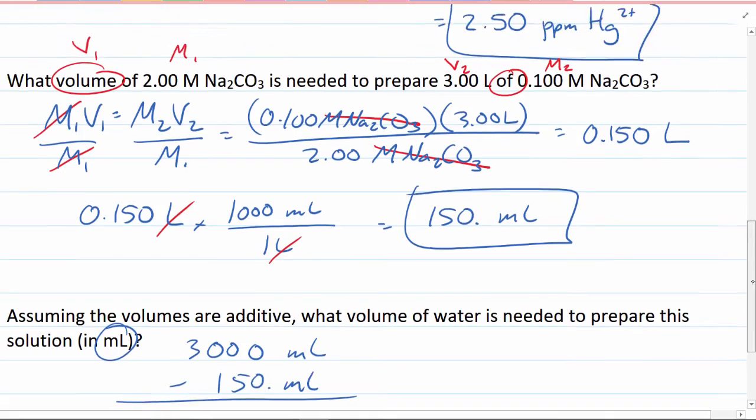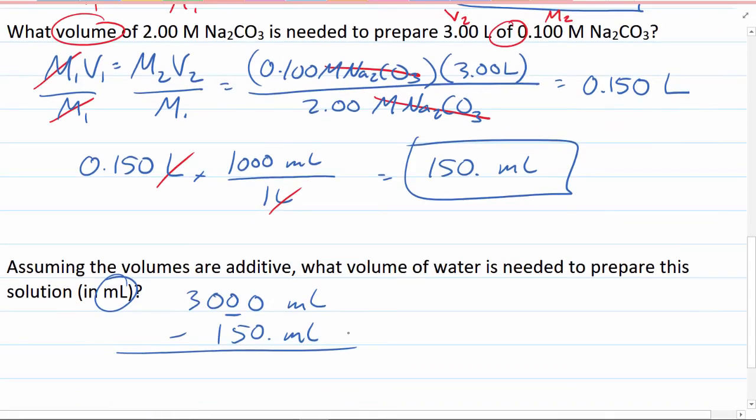And I think this was 3.00, right? So this is the uncertain digit here. So we subtract, and we wind up with 2,850 milliliters. Of course then, because the uncertain digit was this one here, that means that this place is uncertain. And usually we don't write it with a digit underlined.